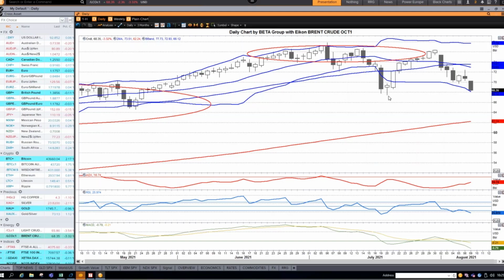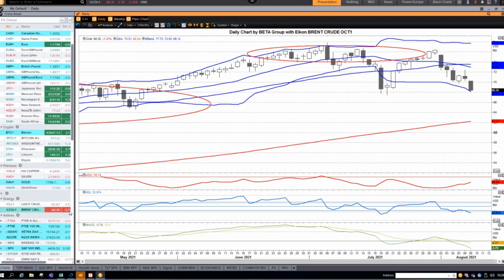We've got resistance. It's important that this 68 level holds. There is a lot of support here, but it's punching hard into it, and it does seem to have more determination on the downside here. The trend is picking up on the downside. So crude oil is looking quite ugly here. And of course, a strong dollar will be a negative for crude oil if it develops.